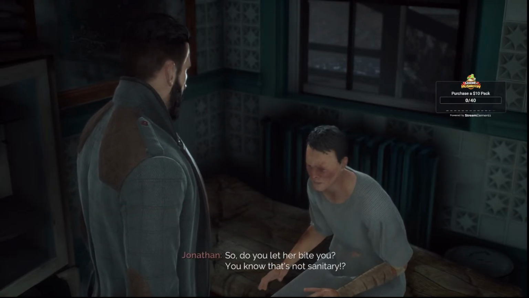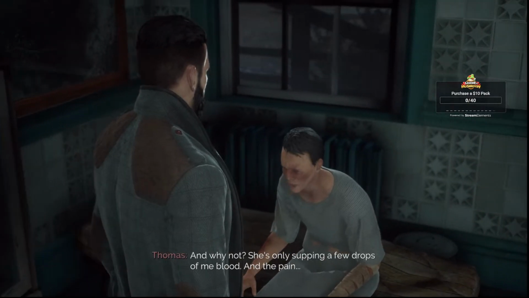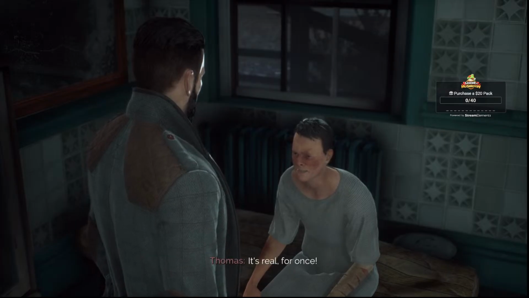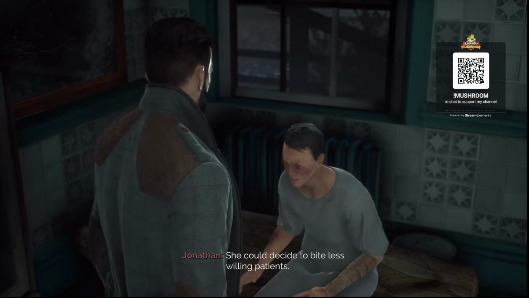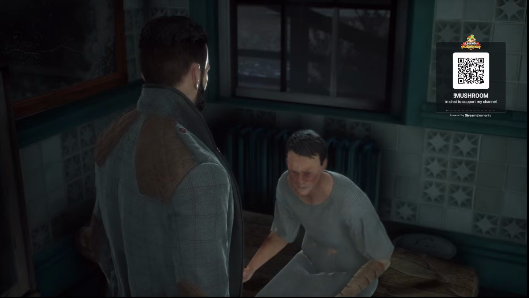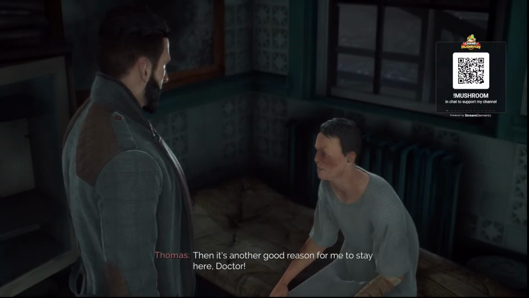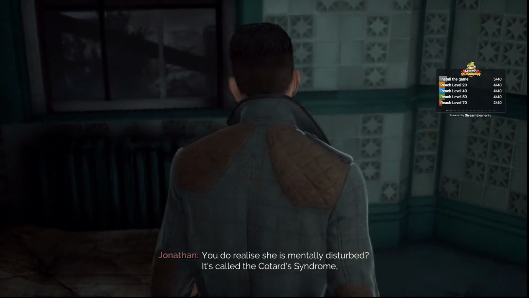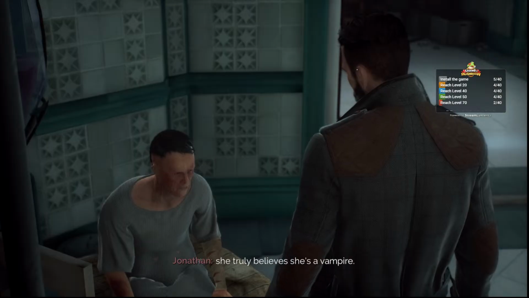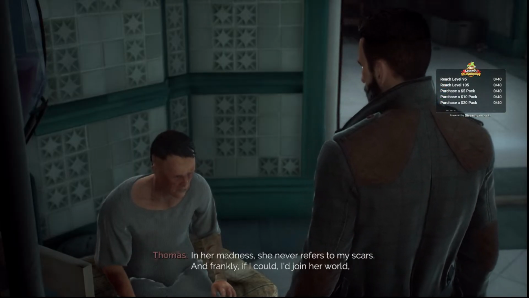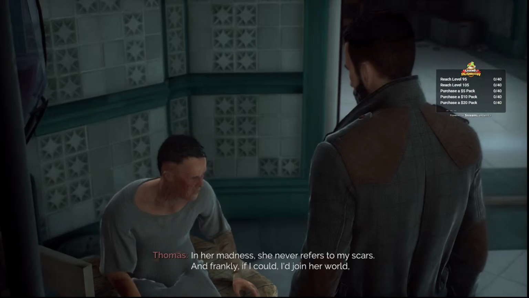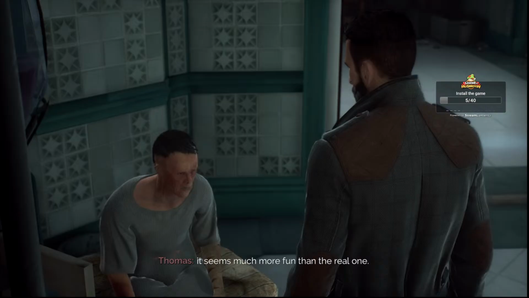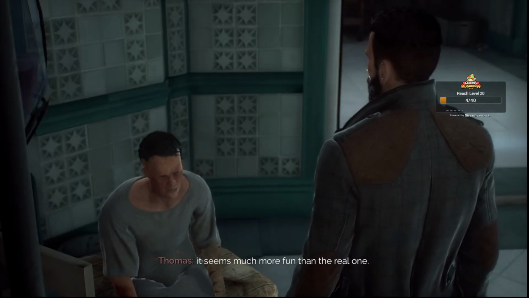So do you let her bite you? You know that's not sanitary. And why not? She's only supping a few drops of me blood. And the pain, it's real for once. She could decide to bite less willing patients. Then it's another good reason for me to stay here, Doctor. You do realize she's mentally disturbed. It's called Cotard syndrome. She truly believes she's a vampire. In her madness, she never refers to my scars. And frankly, if I could, I'd join her world. It seems much more fun than the real one.